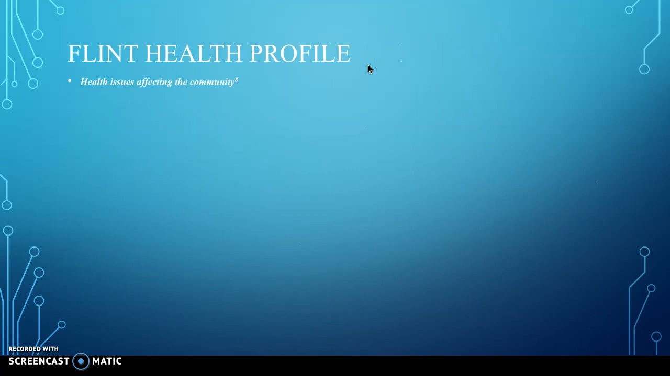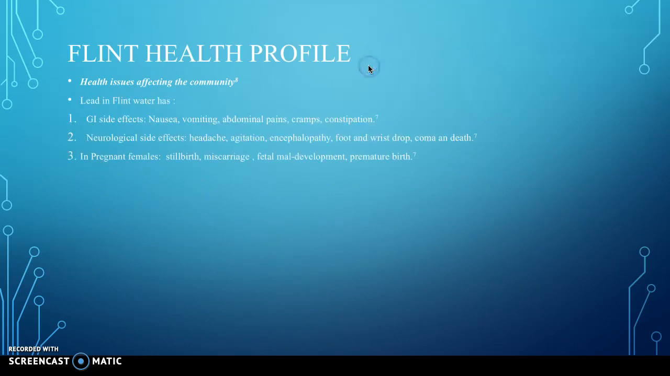Let's talk a little bit about the Flint health profile. What are the Flint issues affecting the community? Lead in Flint water has three types of side effects. First, mild GI side effects: nausea, vomiting, abdominal pains, cramps, constipation. They happen to a lot of people, and they're misleading; they are often missed until we get the more important ones, the neurological side effects like headache, agitation, encephalopathy, foot and wrist drop, and coma and death. And in pregnant females, there are stillbirth, miscarriage, fetal maldevelopment, and premature birth.